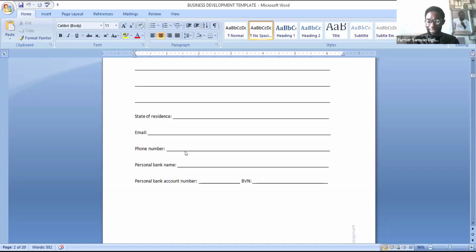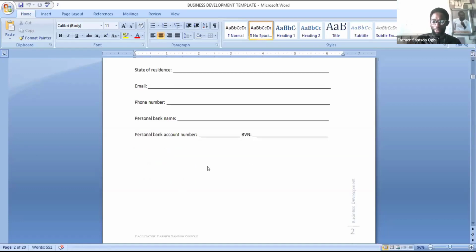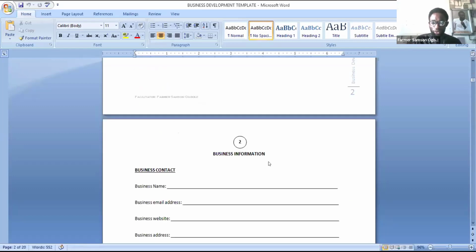Then your personal bank name. This is not your company account, this is your personal bank account, and your personal account number. It would also request your BVN. The reason for this is simple: in the next page we are going to be looking at your business info, and you know the new rule that just came out is, if you borrow money, whether as a business or otherwise, and you are not able to pay back, the banks will take the money from your personal bank account or any account connected to you via your BVN. So that will be requested.